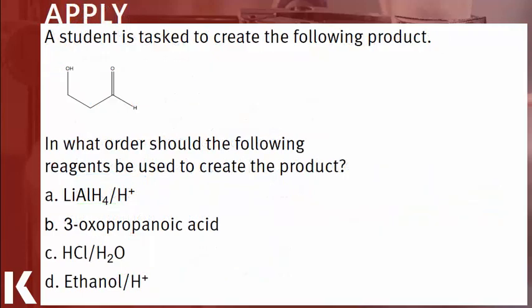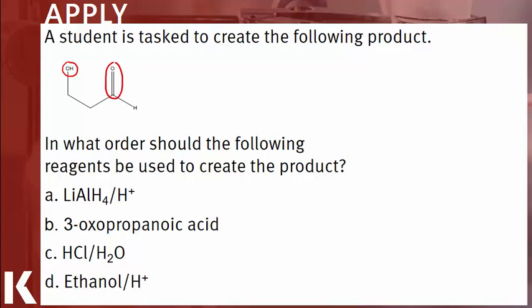The question asks us to determine the order of the four reagents listed below in order to create the final product, 3-hydroxypropanol, which contains an alcohol and an aldehyde. Taking a look at the reagents, lithium aluminum hydride in A is a reducing agent and can increase the number of bonds to hydrogen or decrease the number of bonds to oxygen.